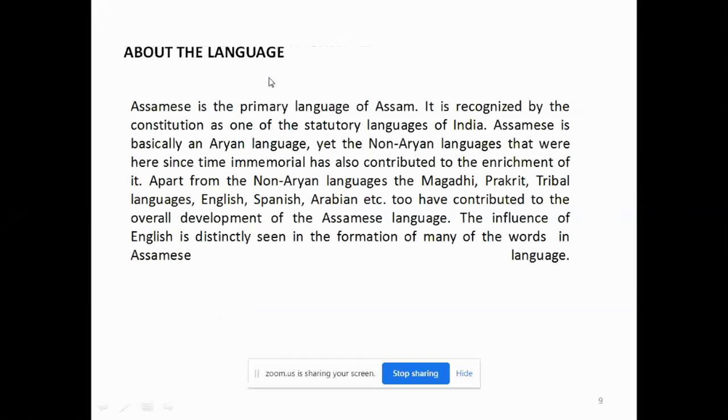Here, about the Assamese language. Assamese is the primary language of Assam. It is recognized by the constitution as one of the statutory languages of India. Assamese is basically an Aryan language. Yet the non-Aryan languages that were here since time immemorial have also contributed to enrich it. Apart from non-Aryan languages, Magadhi, Prakrit, tribal languages, English, Spanish, Arabian, etc. too have contributed to the overall development of the Assamese language. The influence of English is distinctly seen in the formation of many of the words in the Assamese language.